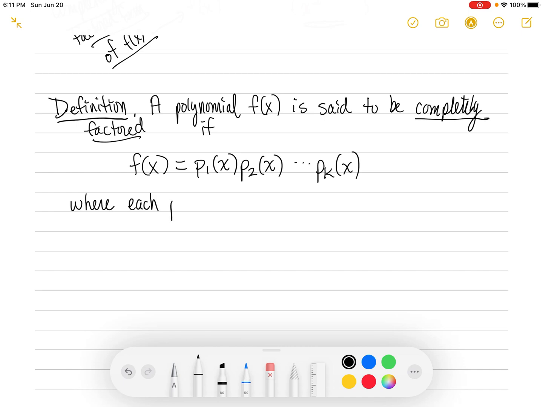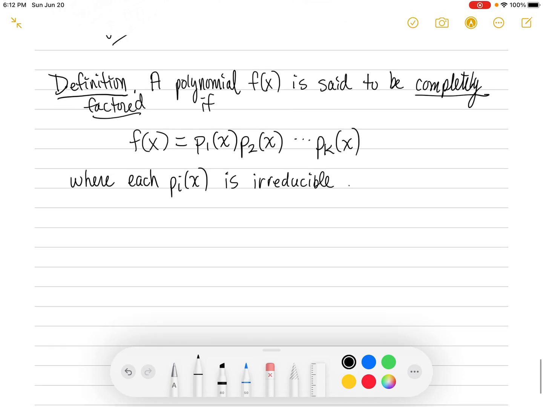where each of these, I'm going to call each of these a pi of x. So p1, p2, p3, p4, all the way to pk of x, these are all going to be called pi of x's in general. Each pi of x is irreducible. That means completely factored. I mean, it can't be factored any further. So if you can take your polynomial f of x and break it up into smaller polynomials, where each smaller polynomial is not able to be reduced anymore, we say that's irreducible, then f of x is completely factored. Okay?